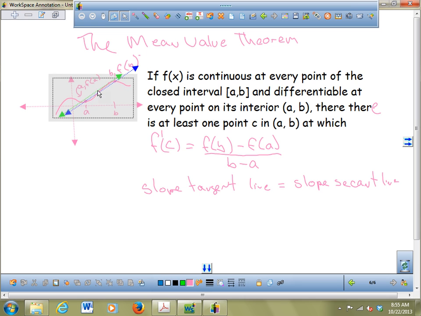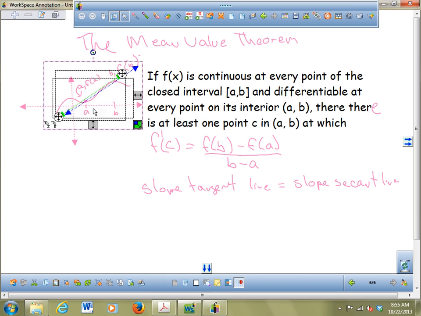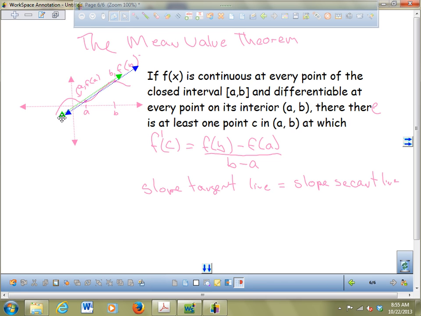It looks like there's two places in this case, right? Whoops, I don't want to move my curve, I want to move my line. It's moving the curve instead of moving the line. But you can see that there's probably another place down here where the slope of that secant line is equal to the slope of the tangent line.